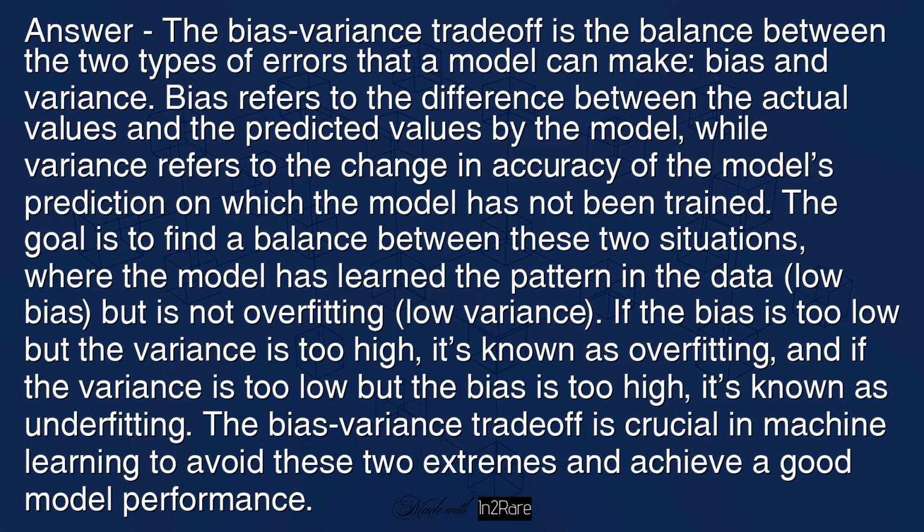The goal is to find a balance between these two situations, where the model has learned the pattern in the data (low bias) but is not overfitting (low variance). If the bias is too low but the variance is too high, it's known as overfitting, and if the variance is too low but the bias is too high, it's known as underfitting. The bias-variance trade-off is crucial in machine learning to avoid these two extremes and achieve good model performance.